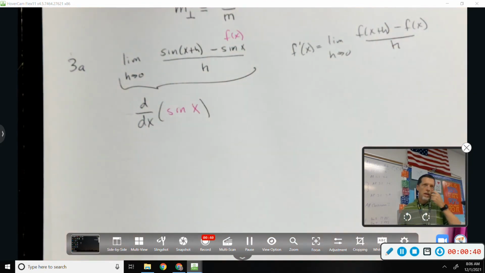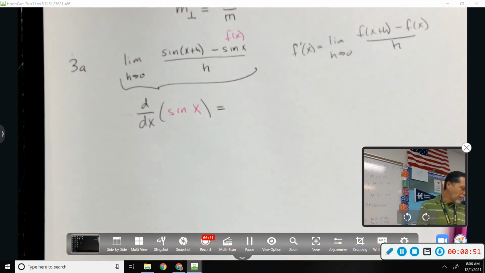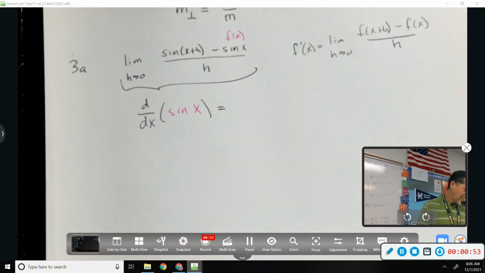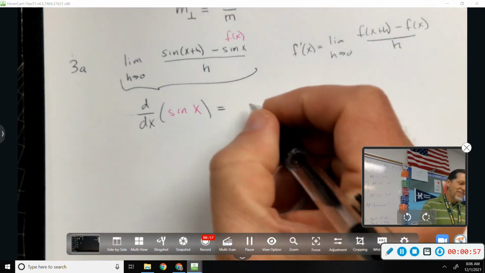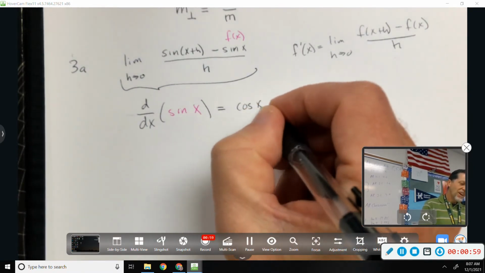Oh, wait, wouldn't... Go ahead. I don't remember the actual stuff, but I remember going over this for the test because I got it wrong. What's the derivative of sine of x? Cosine? Negative cosine? Wait, I don't remember. Cosine of x.